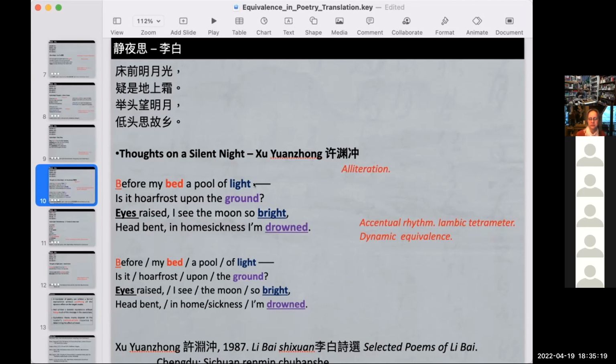And this is what he does in all his translations. That's why he's following a very hard path. He's treading on a very hard path. It's very difficult to translate classical poetry in this way. So there is something you have to sacrifice. What he has to sacrifice here is sometimes a line sounds unnatural. Like "eyes raised, head bent" sounds unnatural, and also "in homesickness, I'm drowned." Very unnatural, not natural English, right? He has to sacrifice because he wants to end with "drown."